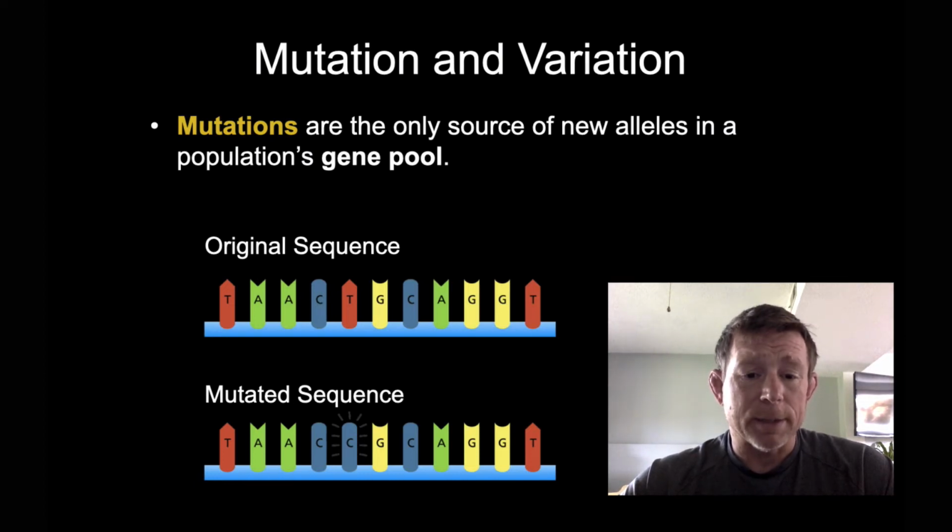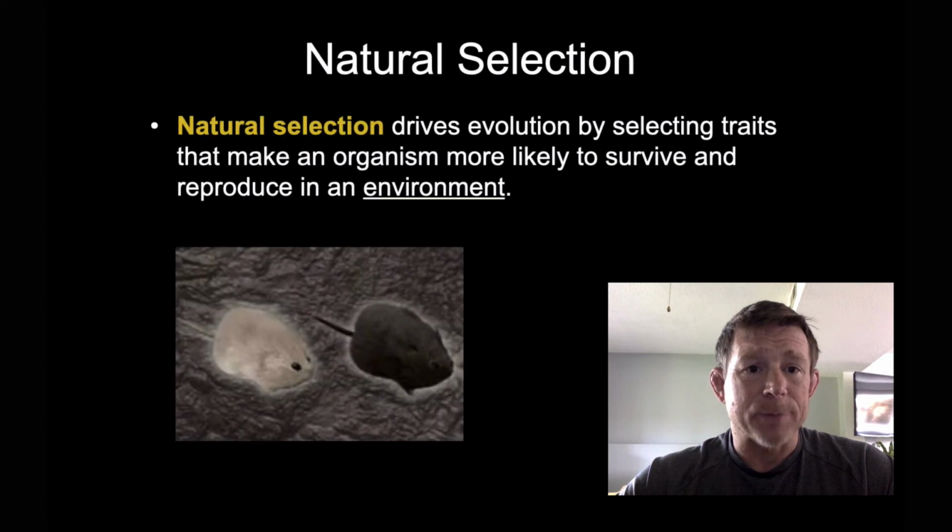It can be all right and maybe cause a change in a phenotype or the way something looks. And sometimes those changes in phenotype can be beneficial. And that can allow an organism to outcompete other organisms or be more fit. And that leads us to natural selection. So we've talked about natural selection already. Natural selection is the driving force of evolution. So it drives evolution by selecting traits that make an organism more likely to survive and to reproduce.